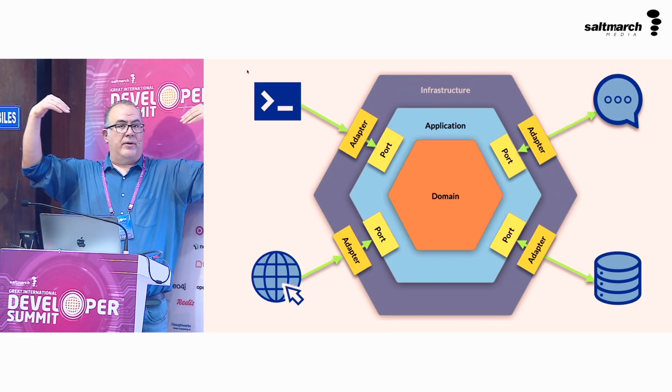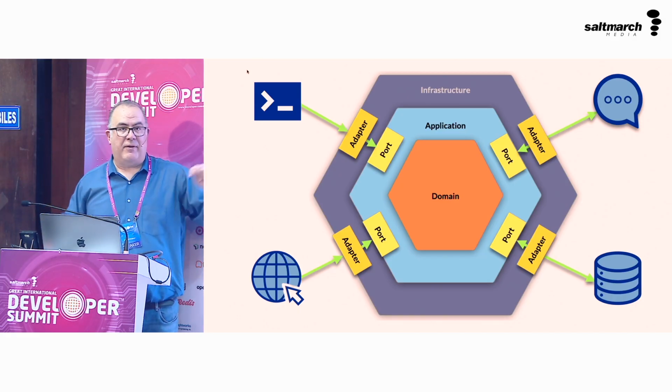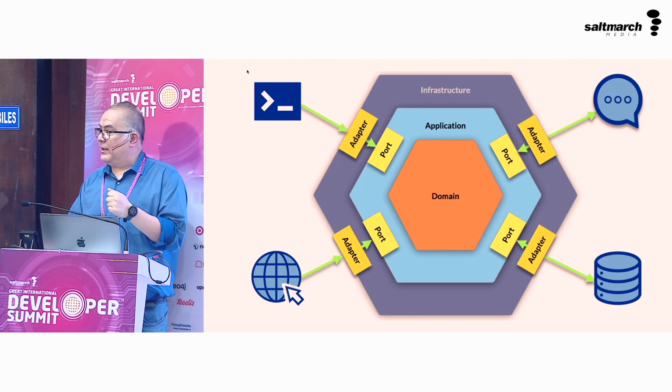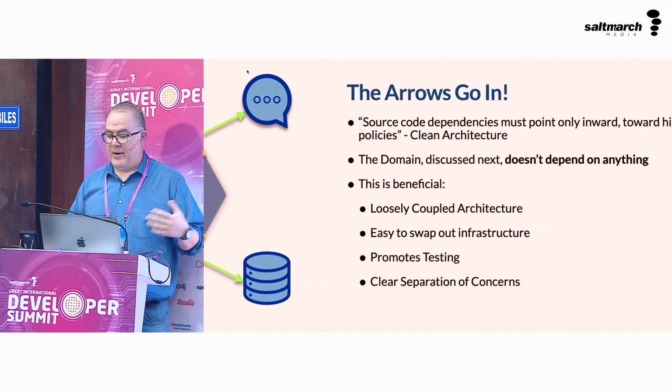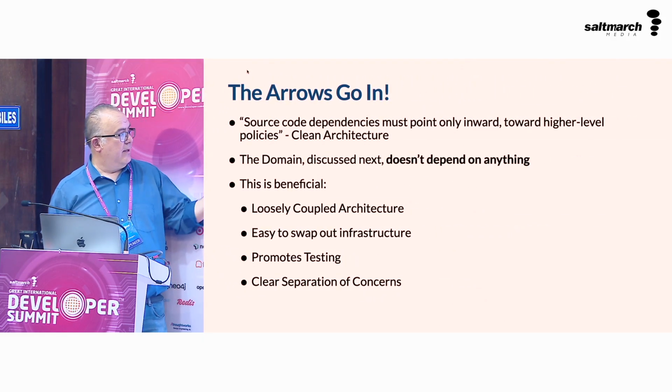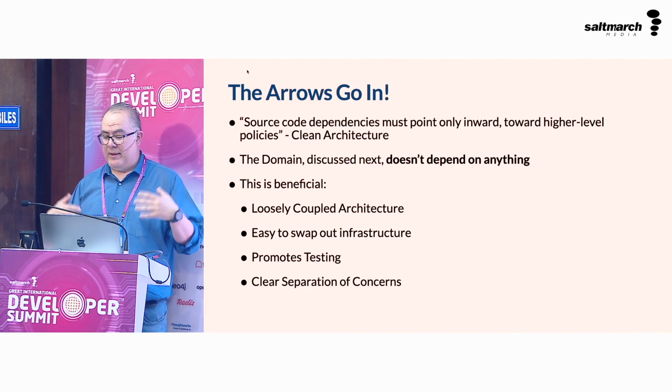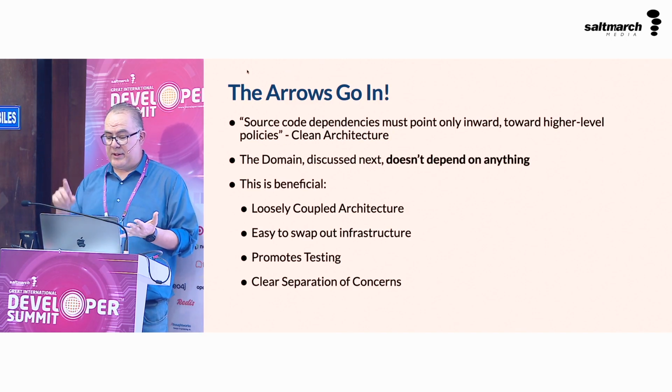Everything else is going to point inward, so it can have a reference to the domain. And that's going to be that key rule when it comes to the ports and adapters architecture. So domain, it doesn't depend on anything, right? Again, the arrows go in. This is beneficial for loosely coupled architecture, easy to swap out the infrastructure.